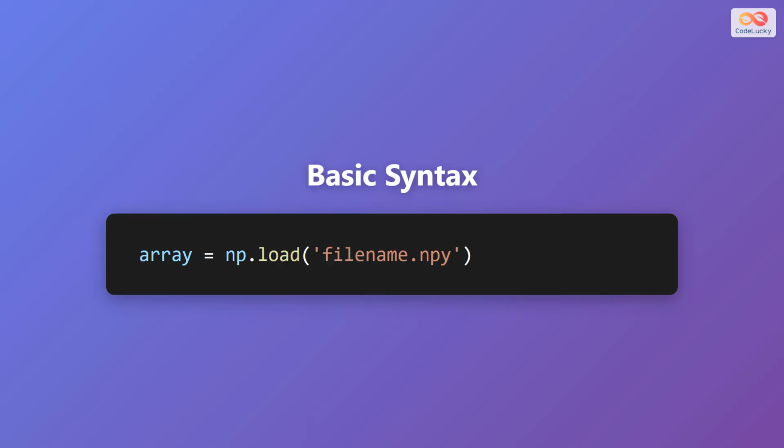The basic syntax for loading an array is straightforward. You simply assign the result of np.load to a variable and pass the file name as a string argument. The file name should include the .npy extension. For example, array equals np.load, then in quotes, filename.npy. This single line of code reads the entire array from disk and loads it into memory.